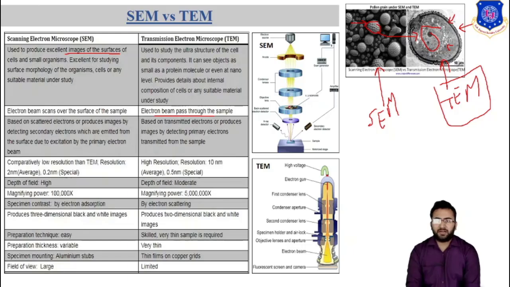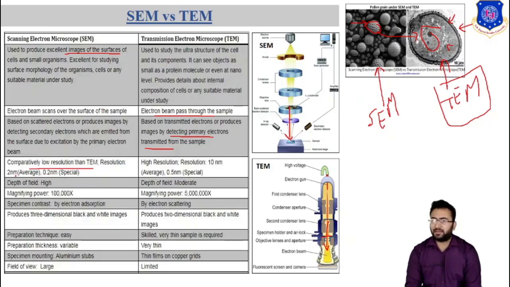So in SEM, the electron beam covers the surface of the sample, whereas in TEM it passes through the sample. Here the electrons pass through the sample, and here they just scan over it. SEM is based on scattered electrons, producing the image by detecting secondary electrons emitted from the surface due to excitation by the primary electron, whereas TEM is based on transmitted electrons, producing the image by detecting primary electrons transmitted through the sample. SEM has comparatively lower resolution than TEM.